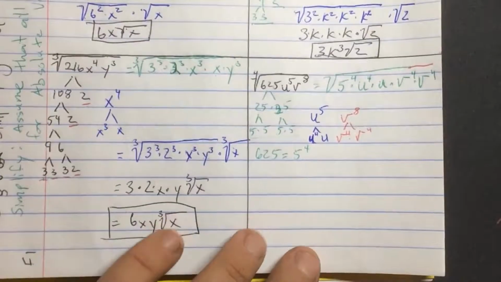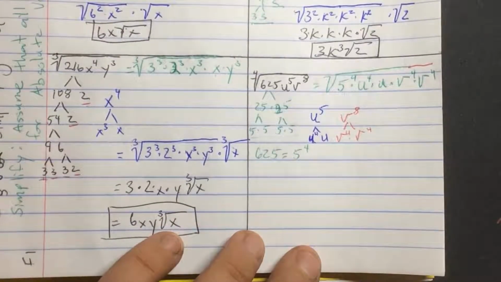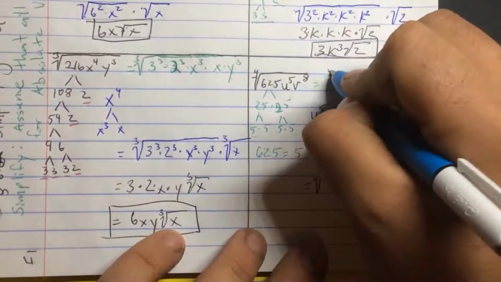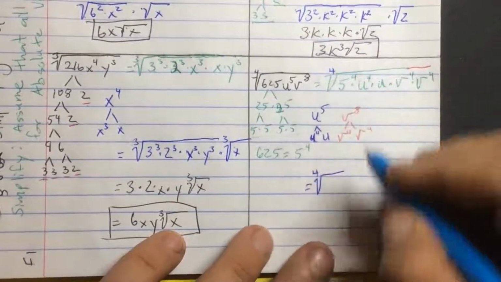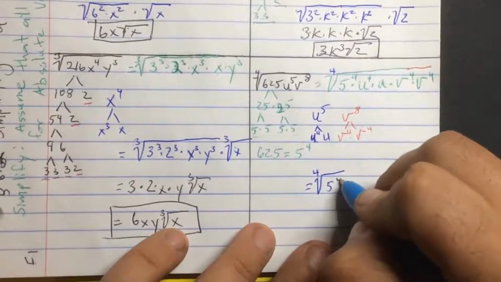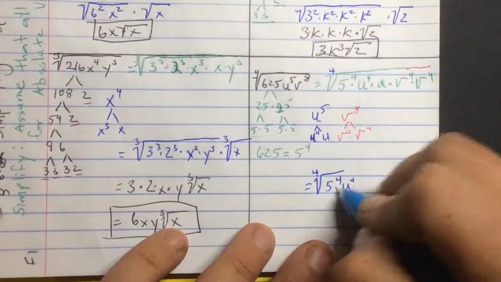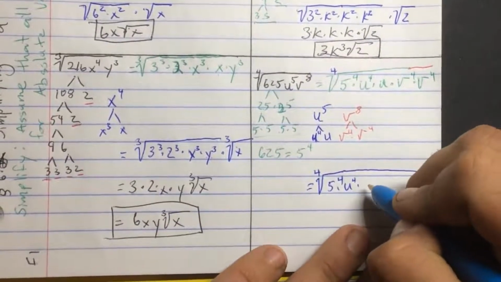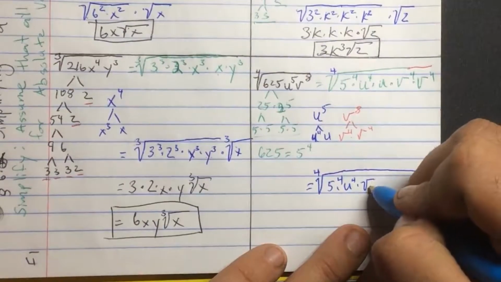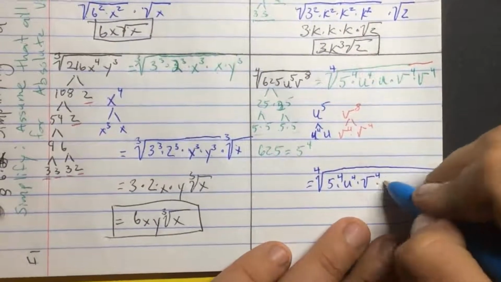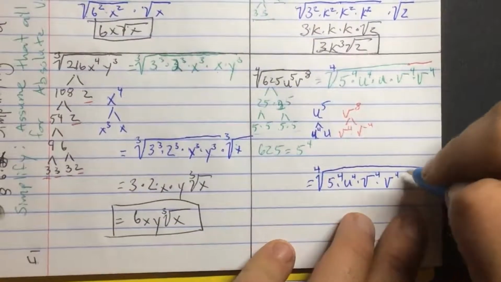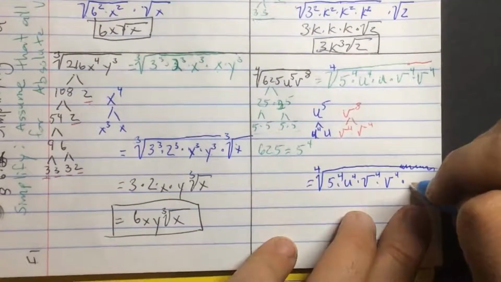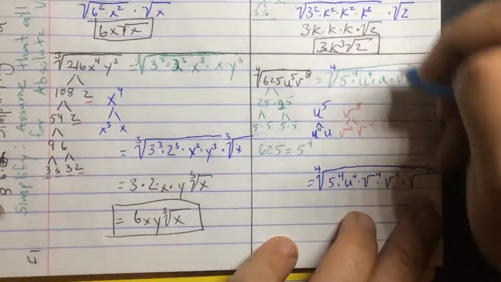So we're going to rewrite that over here in blue. Remember, we're going to rewrite the 4th here. That's really important, the 4th index. So the 4th root of 5 to the 4th, u to the 4th. Oh, I shouldn't have gone that far, I just realized that right now. V to the 4th times v to the 4th. And this is not going to be here, sorry about that. Times the 4th root of the last u that's left over.